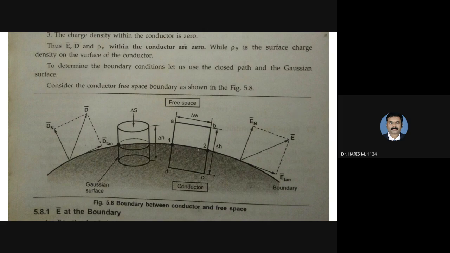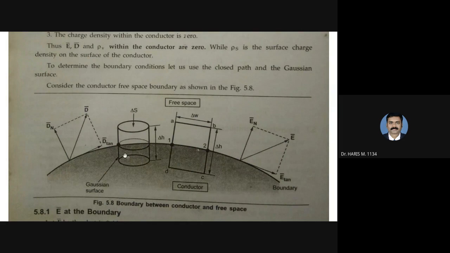So I hope you have drawn the picture, right? Here you can see a curved surface is shown, and this dark curved line represents the boundary. Below this dark curved line, we have the conducting material, that is the conductor, and above this dark line, we have the free space. You can assume air is present over there, so it is assumed to be free space.